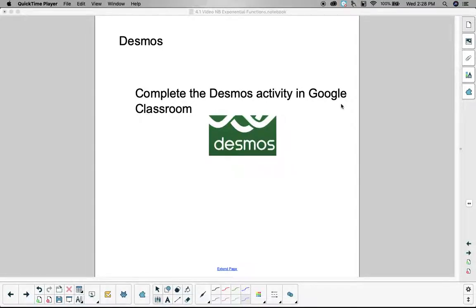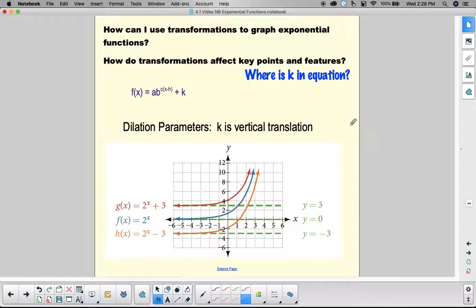I sure hope you've done the Desmos activity, because that'll make the notes resonate more in your brain and your learning will be stronger. So in this video, we're going to talk about transformations of exponential functions. If you did the Desmos exploration, these notes should be really, really fast.